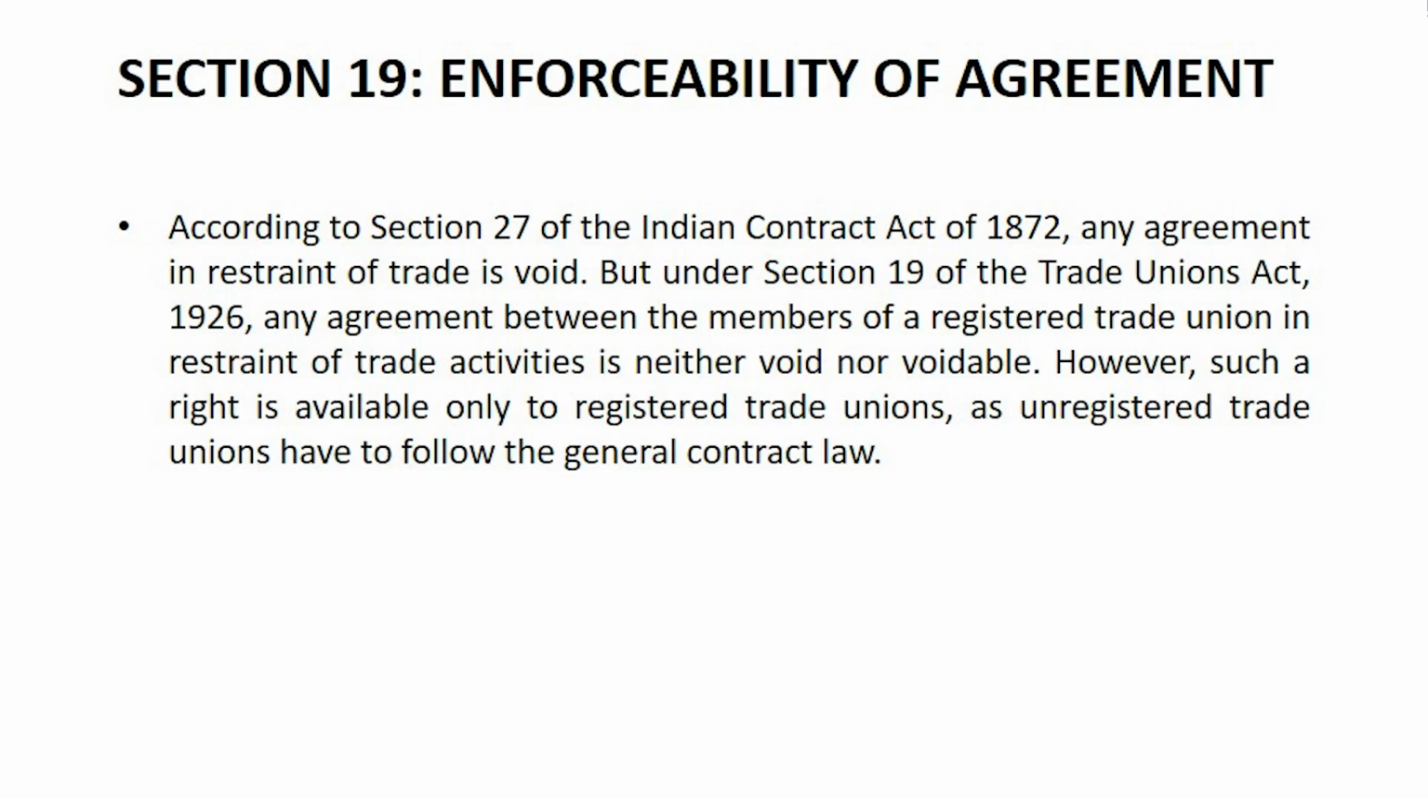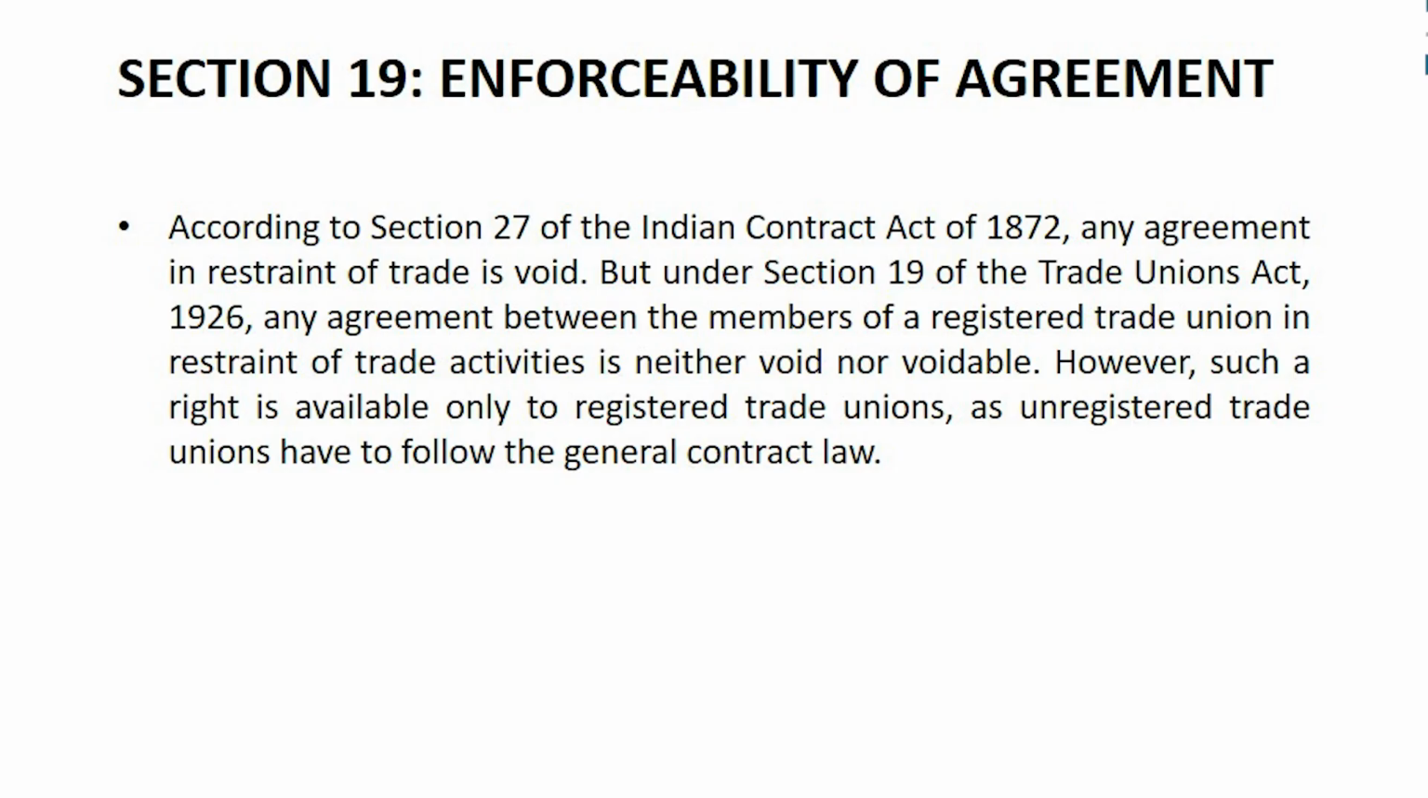Section 19 is talking about the enforceability of the agreement. According to section 25 of the Indian Contract Act, an agreement in restraint of trade is void. But under section 19 of the Trade Union Act, an agreement between the members of a registered trade union in restraint of trade activity is neither void nor voidable.